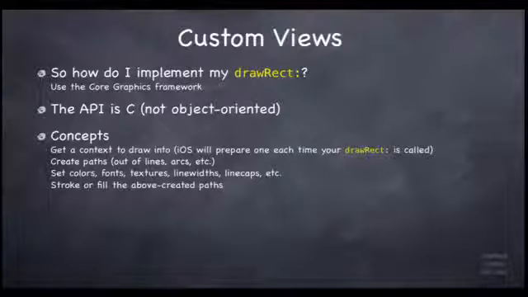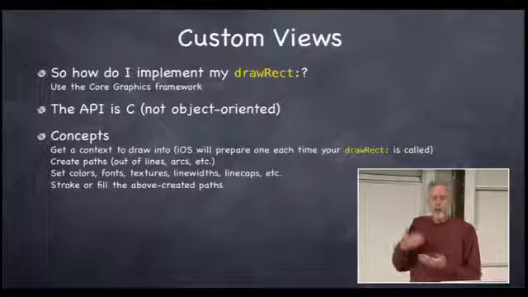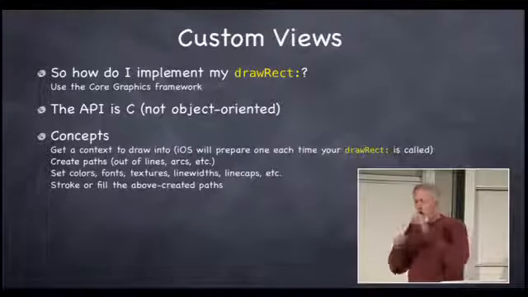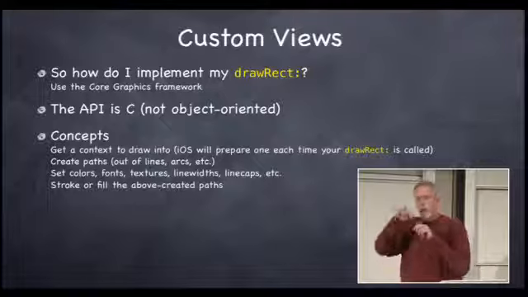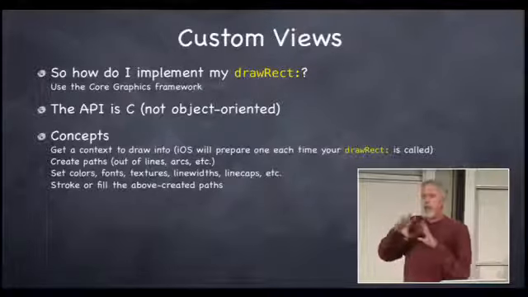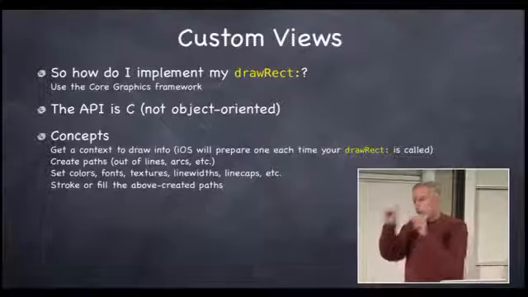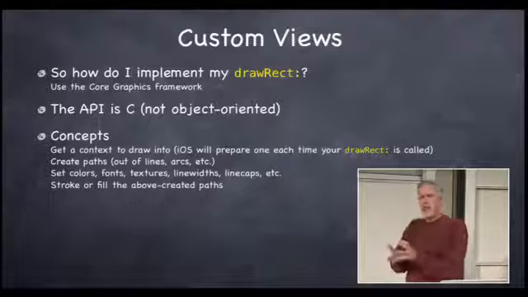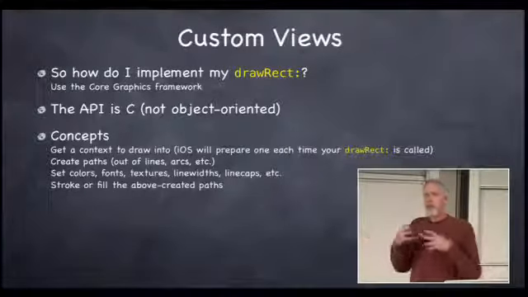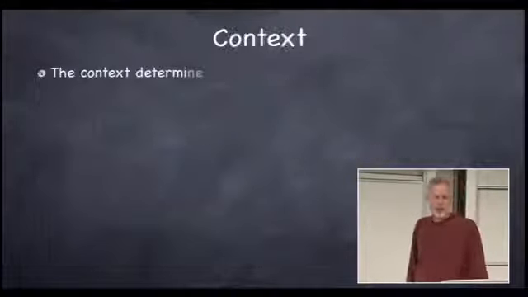So how does Core Graphics work? Here are the concepts behind how you draw. First, you get a context to draw into, and I'll talk about that. Then you create paths, lines and arcs and stuff. Then you set the colors and the textures or fonts or whatever you want, and then you stroke, meaning draw, or fill the interior of those paths. That's the concept. You just do that over and over to draw all the things you want to draw.